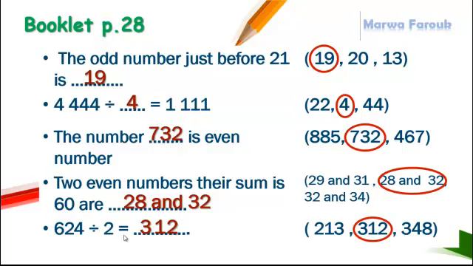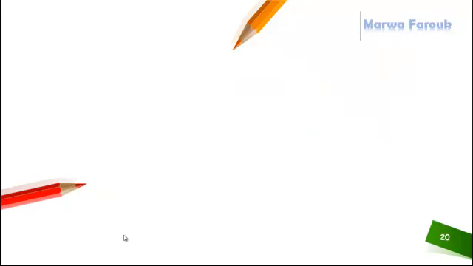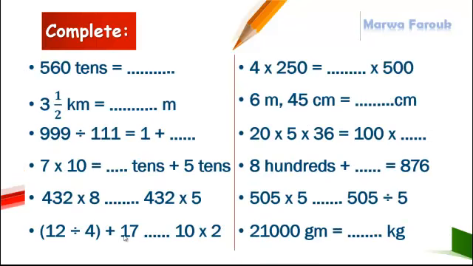Okay, now let's move to another example which is complete. 560 tens equal what? I know that tens we have only one zero. So I will put the number 560 and put that zero with it. So we got 5600. Next one, I have 4 times 250 equal what times 500?